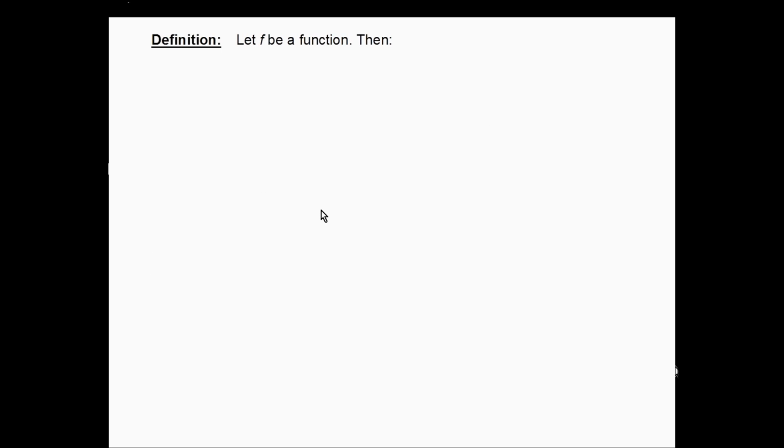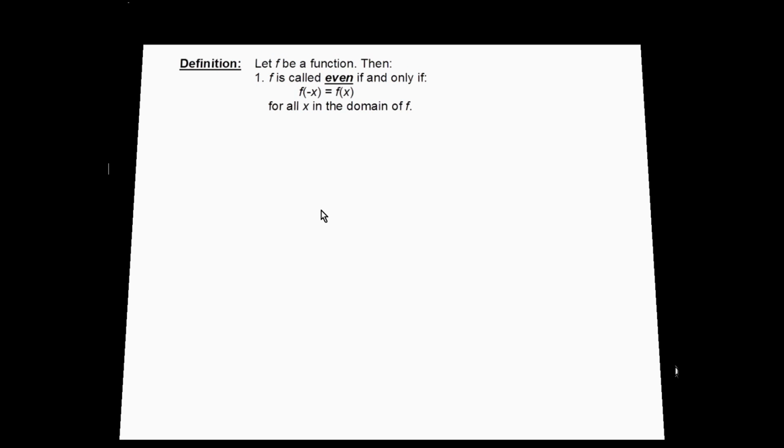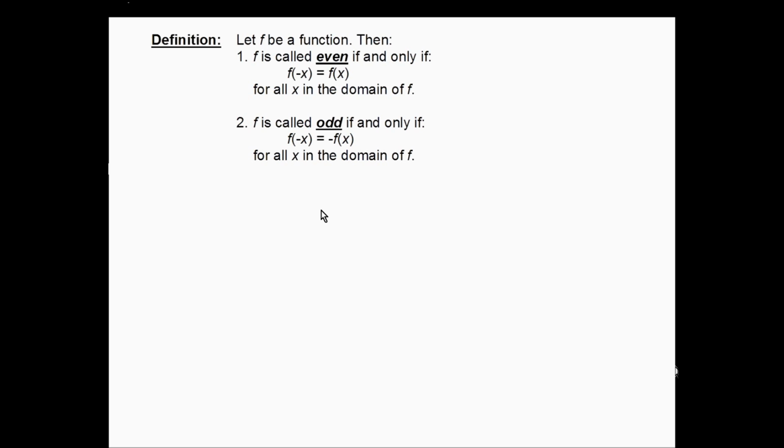So this leads to the definition. Let f be a function. Then, number one, f is called even if and only if f of negative x equals f of x for all x in the domain of f. Kind of like even functions, ignore the minus signs. That's what it amounts to. And for number two, f is called odd if and only if f of negative x is equal to the negative of f of x for all x in the domain of f. It's kind of like an odd function factors out the minus sign.